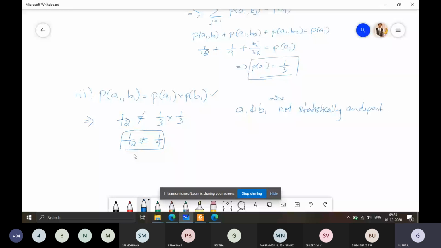And so if this condition was true, then you can say that A1 and B1 are statistically independent. Since it is not true, they are not statistically independent. So this is the answer for the third sub question. You have to write the conclusion like this.